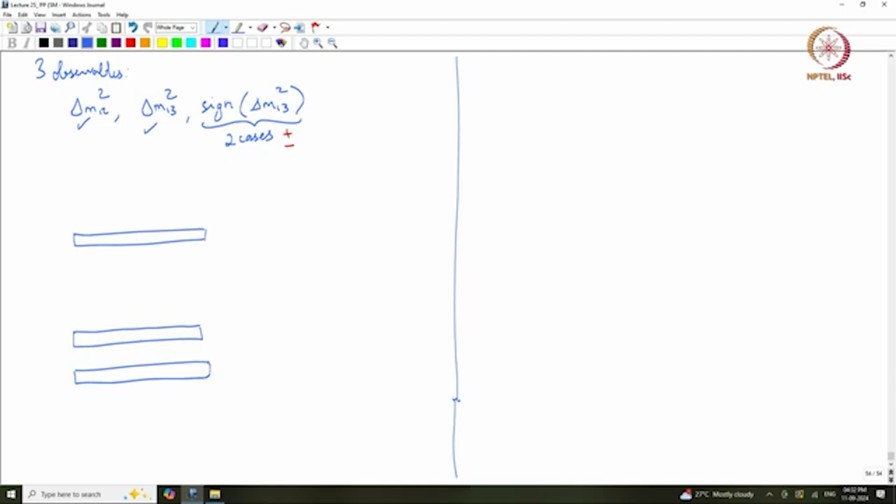So these correspond to the 3 different masses of neutrinos. In this case I am going to call this m1 squared, this m2 squared, and this m3 squared. So 1, 2, 3 comes in the correct order, the order that you expect, and for that reason this is called normal ordering.